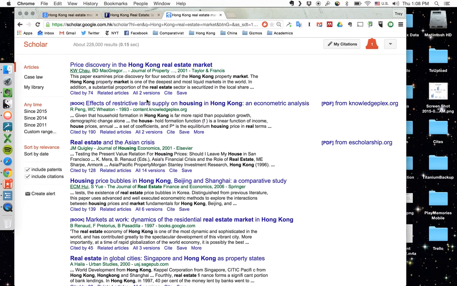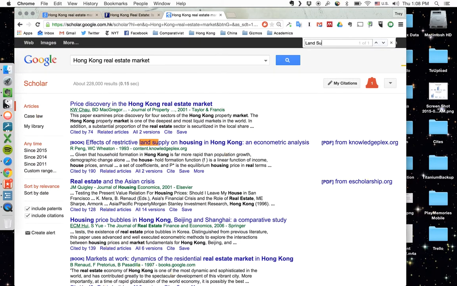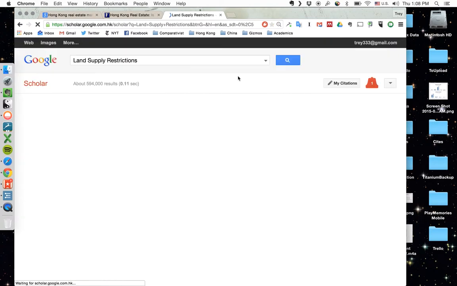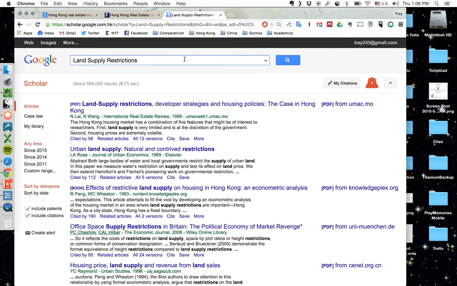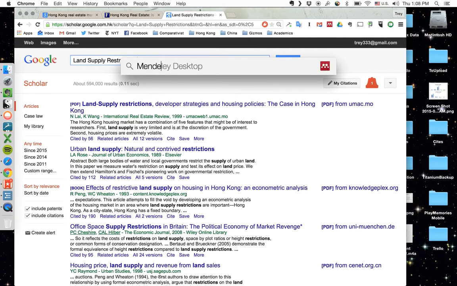It was actually very interesting. It was from International Real Estate Review, Land Supply Restrictions. Here we go. So here's two interesting points here. Okay, so this is going to be in our paper.